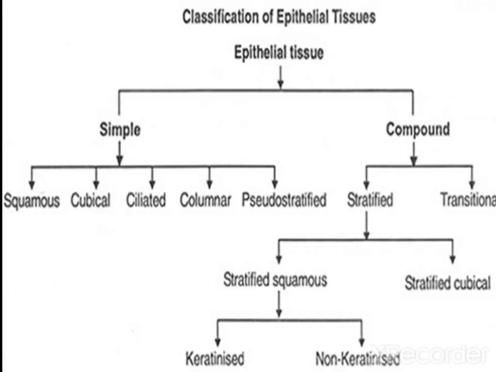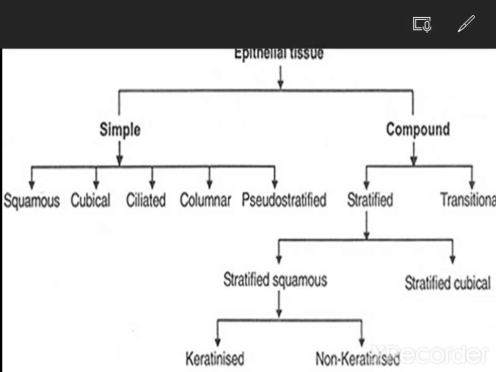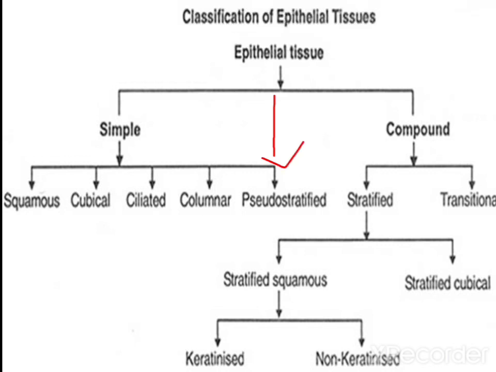So this is the classification of epithelial tissue in which we have classified epithelium into two types, that is simple and compound. In some books a third type, that is pseudo-stratified epithelium, is also mentioned. So in a nutshell we can classify epithelium into three types, that is simple, pseudo-stratified and compound epithelium. Simple epithelium is further classified as squamous, cuboidal and columnar. Then compound epithelium is again divided into stratified and transitional epithelium.